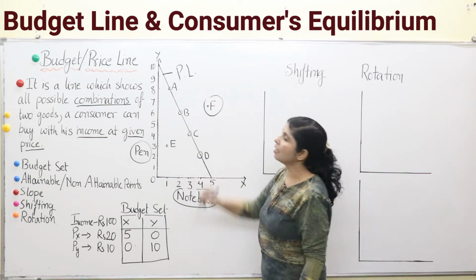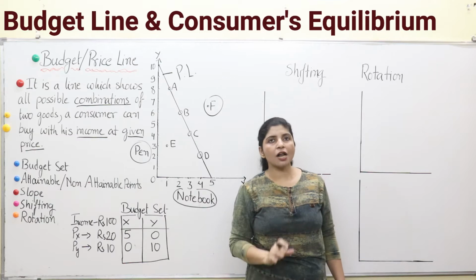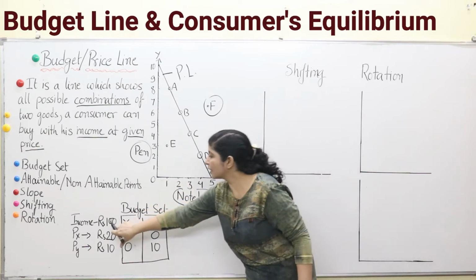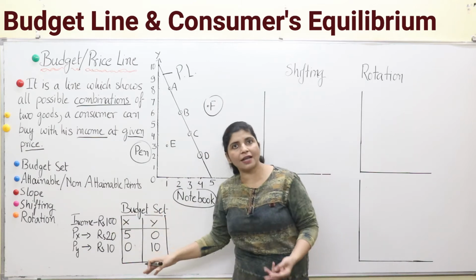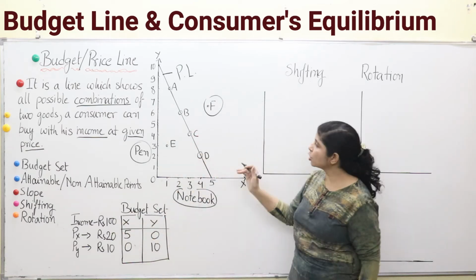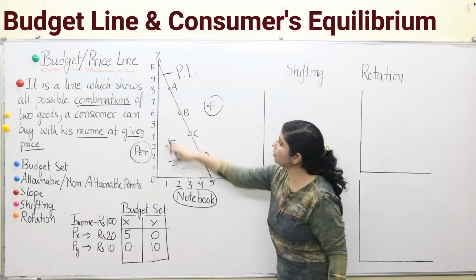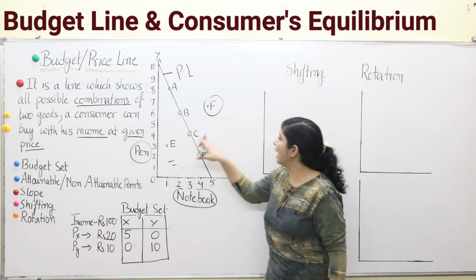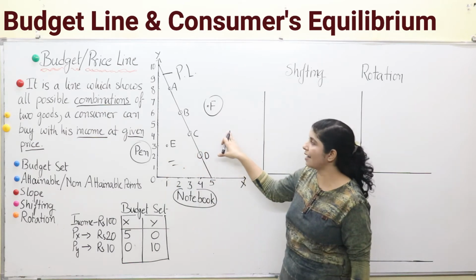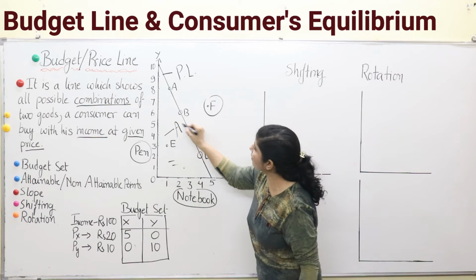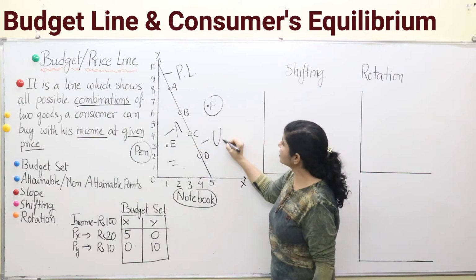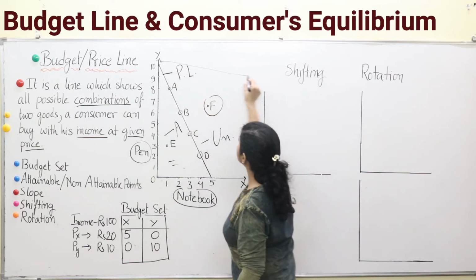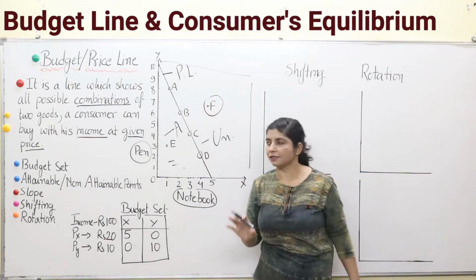Take for example F. This is an unattainable or non-feasible combination of commodities, which a person with a given amount of income, that is rupees 100 over here, cannot buy. So this region under the line is known as the attainable or feasible region, and this is known as the unattainable region, right? A for attainable, and this whole region is unattainable for a person.